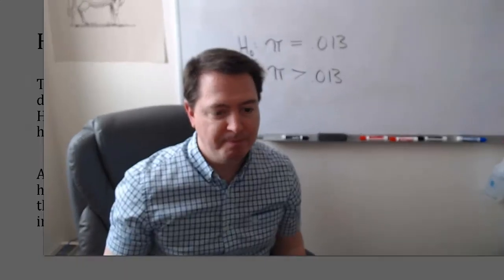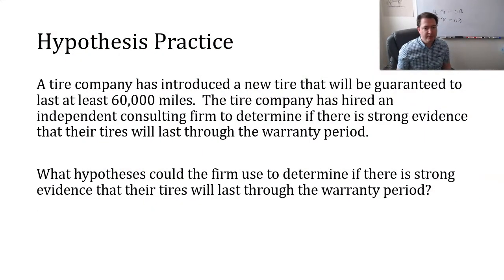All right, let's try one more. So now we've got a tire company that wants to show that their tires will last through the warranty period. That's the whole purpose of this, establishing that it will last through the warranty period, which means that it lasts at least 60,000 miles.